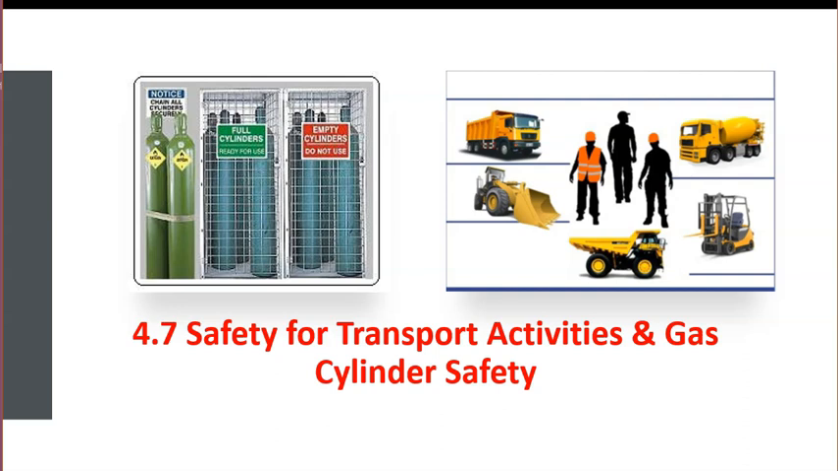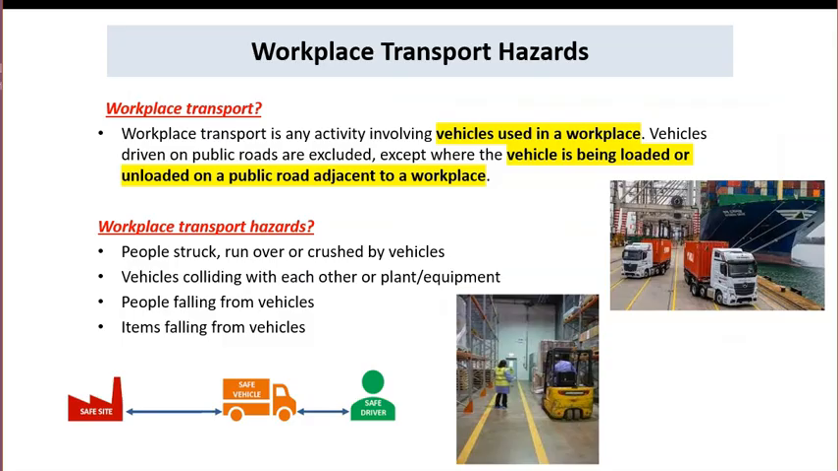Okay, we continue with chapter 4.7, in which we cover safety for transportation activity and also gas cylinder safety. This is basically gas for welding. So we are looking at the workplace transport hazard. When we define workplace transport, it means the vehicle used in the workplace, or the vehicle being loaded or unloaded on the public road next to the workplace. For example, the truck at the shipyard, the forklift.